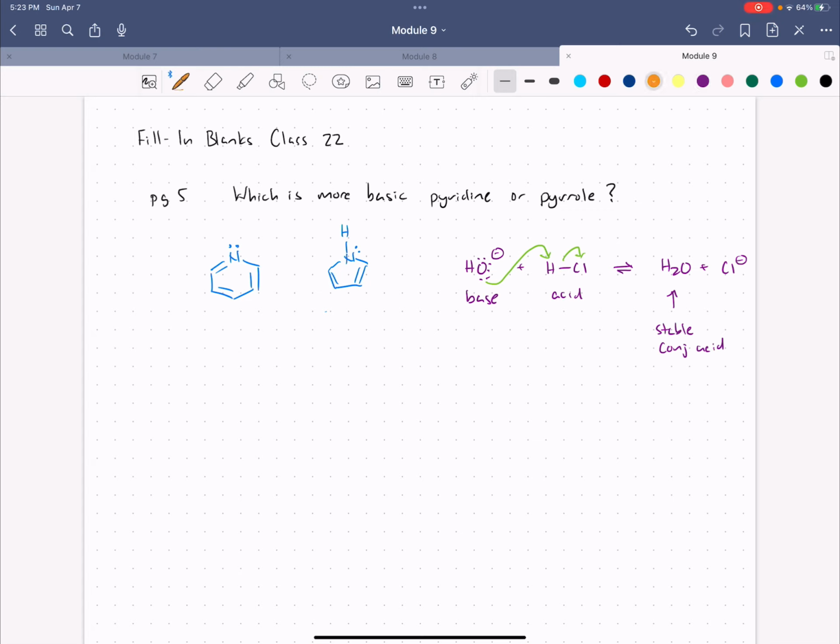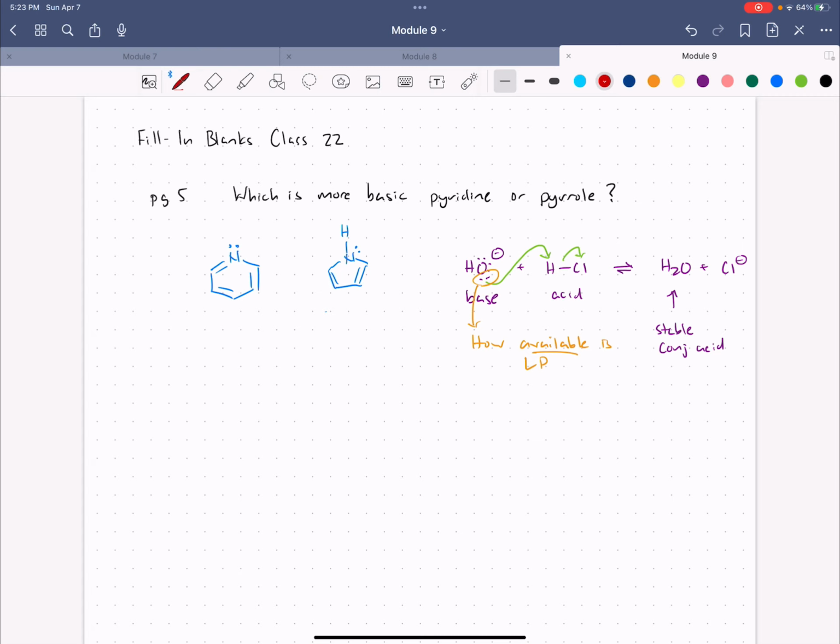But what's more important in this case between pyridine and pyrrole is how available is that lone pair to do its job of grabbing the proton. Each of these molecules has a lone pair, the grabber, and we want to know who's the better grabber and who's more available. What does it mean to be not available? Well, if your lone pair is part of the pi system, then that lone pair is not available.